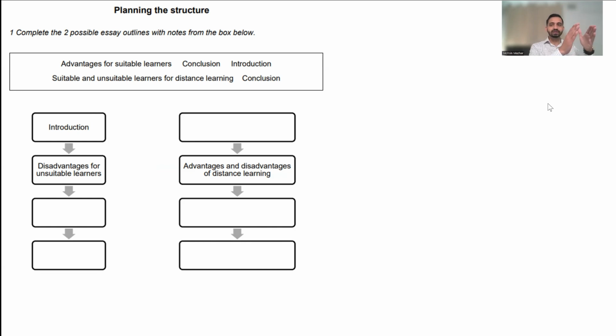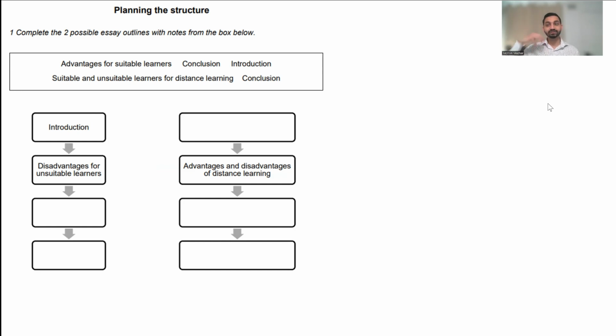So on the left-hand side, in our first outline, you can start with the introduction. Then you will write disadvantages for unsuitable learners. Then what would you like to write again? And then in the end, obviously, it should be the conclusion, but think about it, what will come next, right?